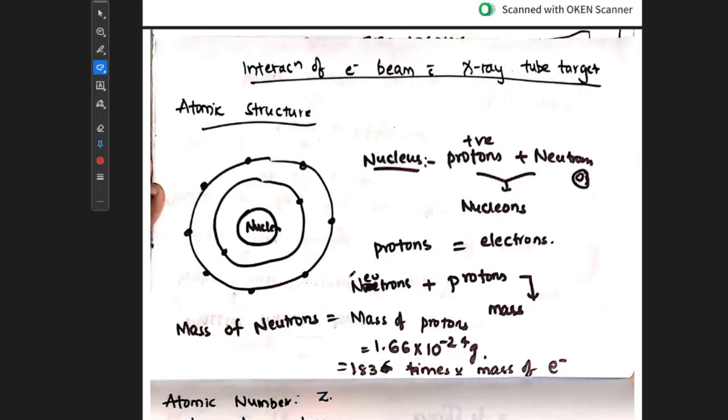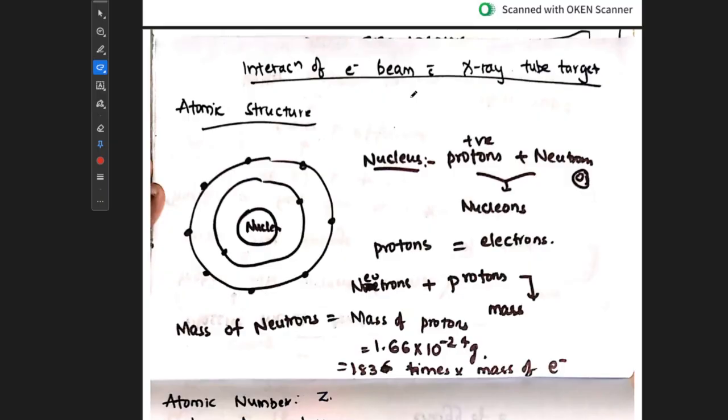Hello friends, let us now learn some important points about interaction of electron beam and the X-ray target. In the last class we have learned about the X-ray tube, cathode, anode and different types of X-ray tubes, different modifications, the anode heel effect, and many things.